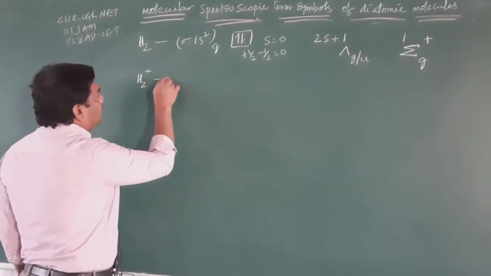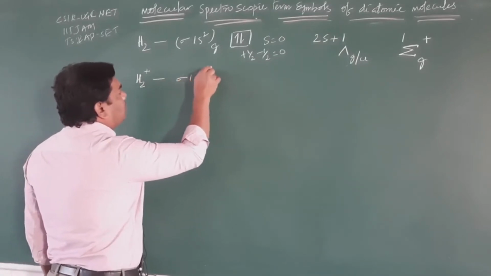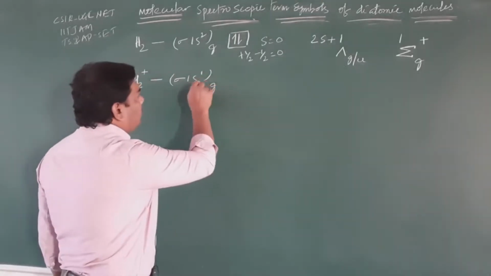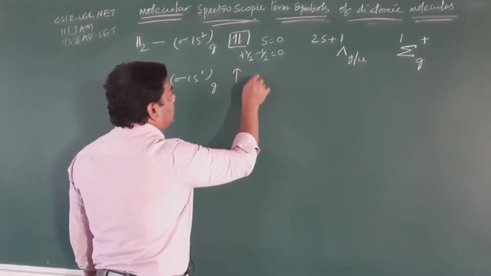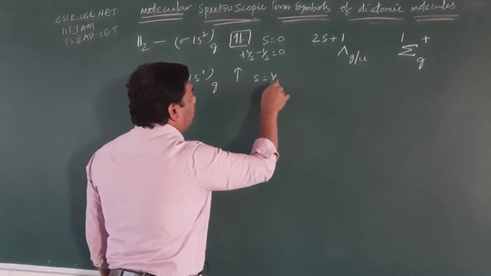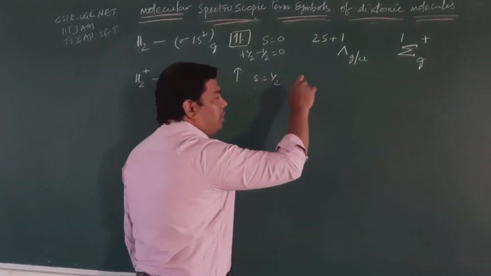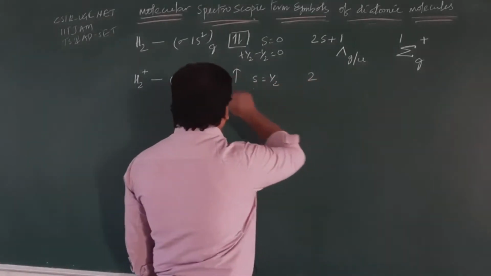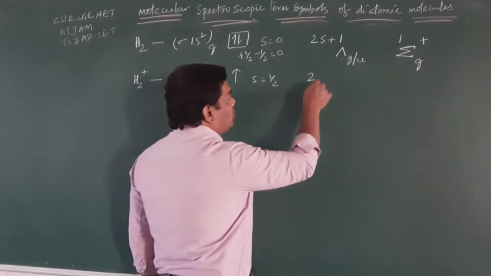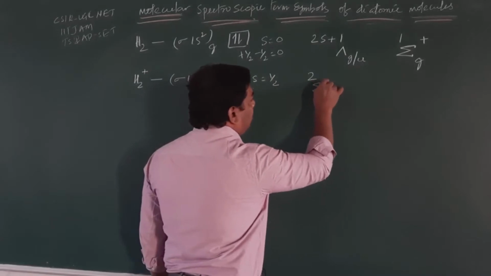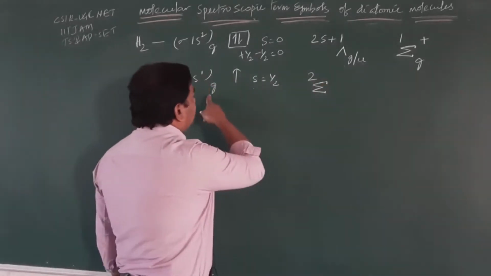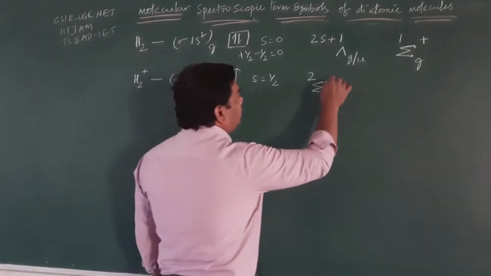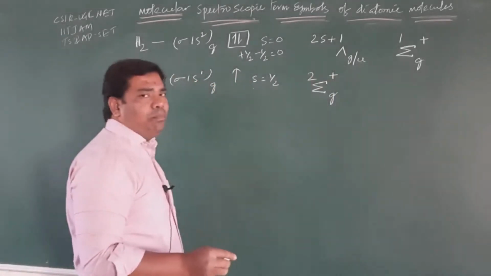Next we will move to another example, that is H2 plus. H2 plus here, so that is sigma 1s1. Clear? So sigma 1s1 means nothing but, student, only 1 electron. So therefore S is equal to half. So therefore 2 into half plus 1. The electron is present in sigma level, so therefore the term symbol will be sigma only. And if it is gerade or ungerade, so it is gerade. Okay, then the superscript is plus only.